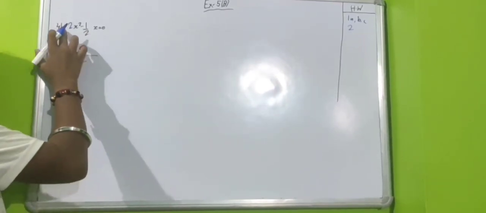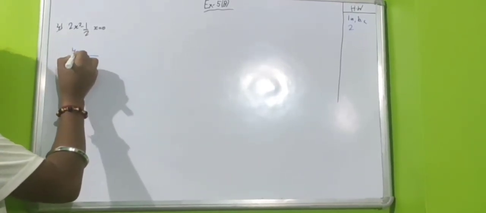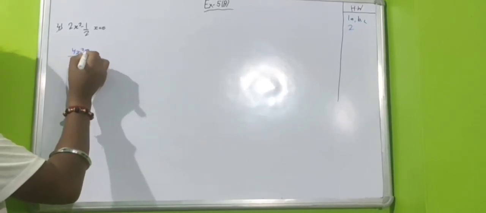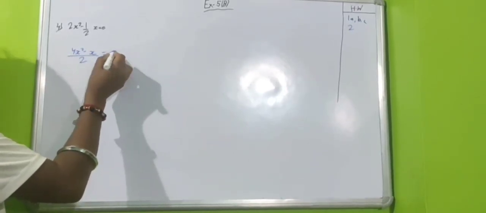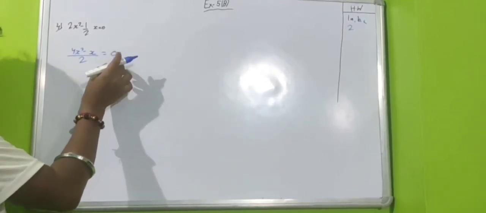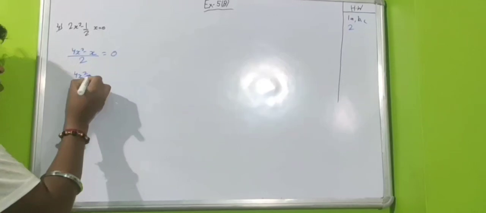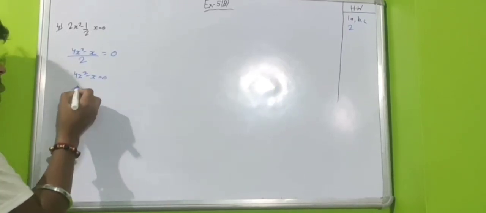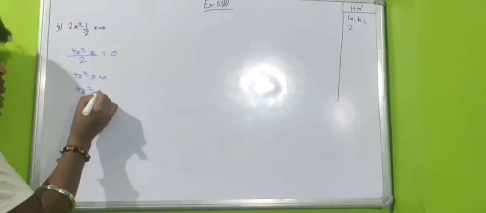2 will be multiplied with this variable also. It will be 4x square minus 1x or simply x is equal to 0. 2 will go here, so it will be 0 only. 4x square minus x is equal to 0. Send minus x to this side. 4x square is equal to x.